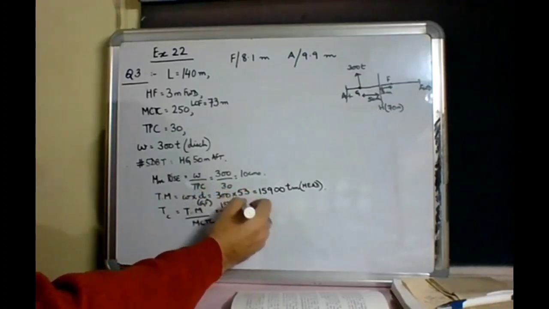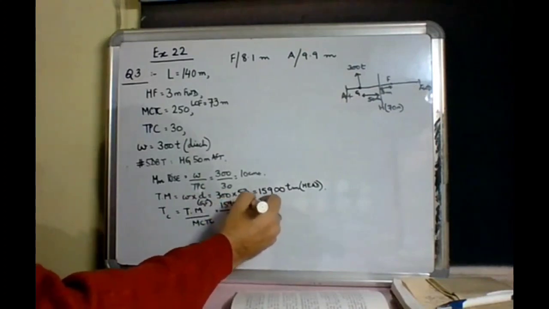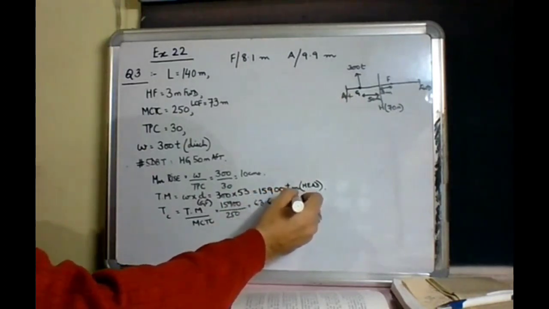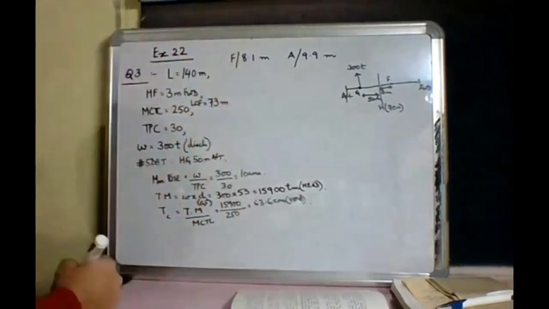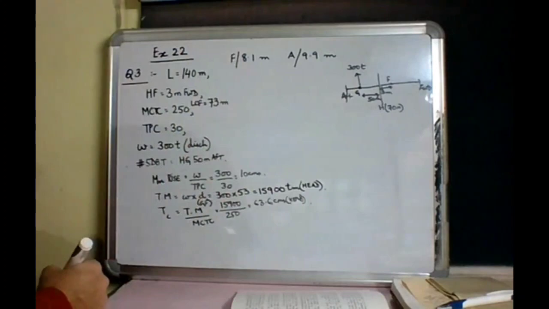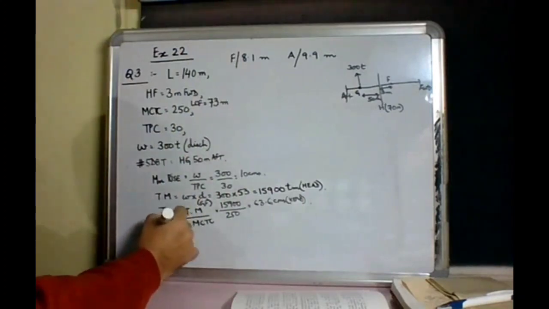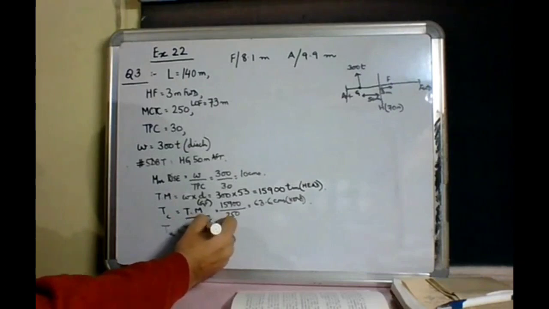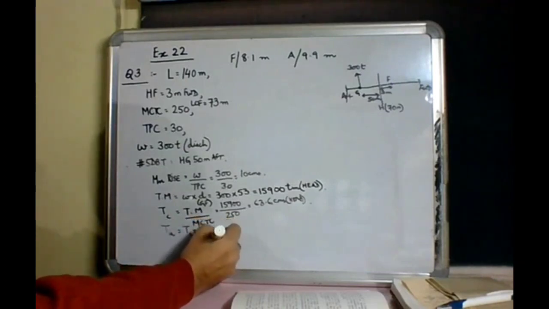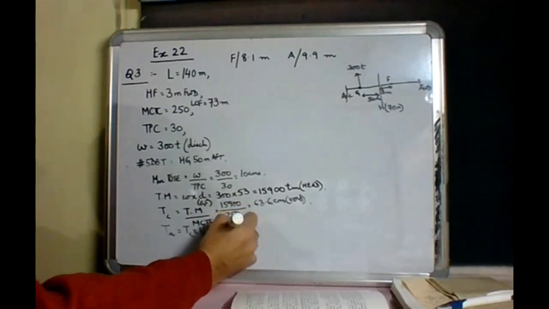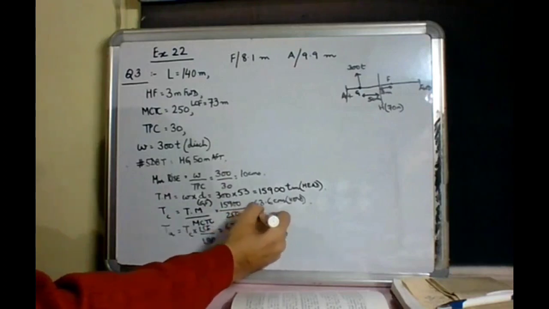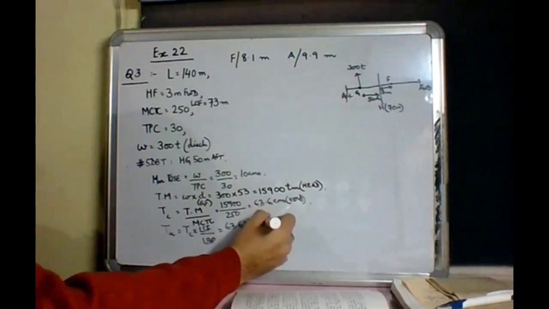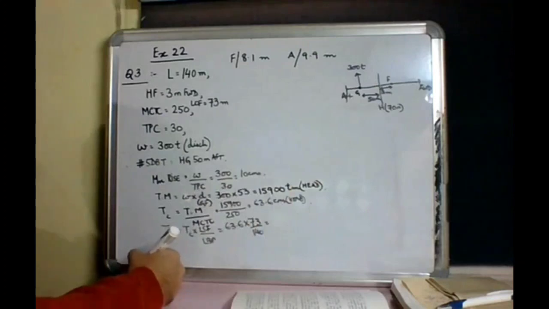TC is 63.6 centimeters by head. Is this okay with everyone? Yes, sir. So find out TA now. Sir, TA is 33.16 centimeters.